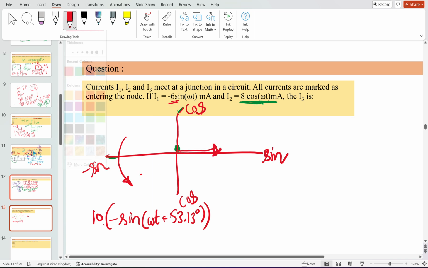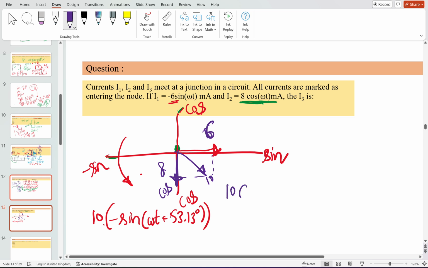Suppose I didn't get it like this, I got something like this. Suppose this was 6 here and I have got 8 here. The net will be something like this. So this is the cos. When you write this 10, it will come out to be 10 cos omega t plus whatever the angle it is. Suppose this is theta, so that it is leading this cos omega t by theta. It is easier to solve this kind of problem with this concept.